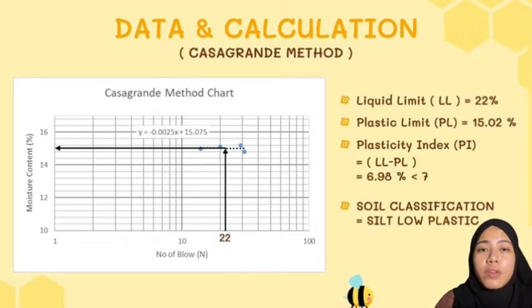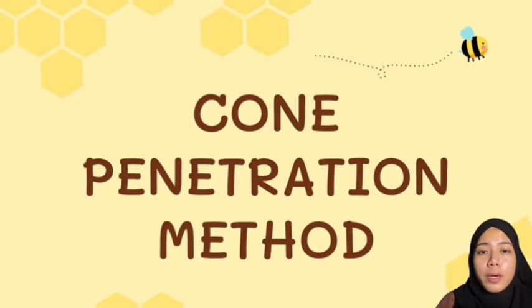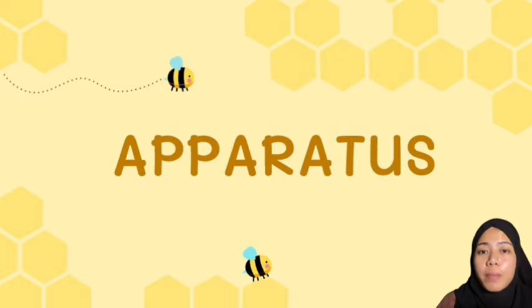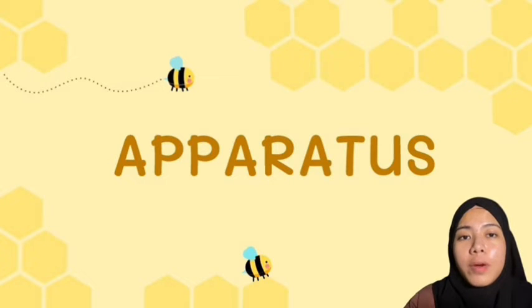The importance of the liquid limit test is to classify soils. Different soils have varying liquid limits. To find the plasticity index, we need to know the liquid limit and the plastic limit first. That's all for the Casagrande method. Moving on to the next part, which is the cone penetration method. Now I will explain about the apparatus. There are 8 apparatus that we needed in this experiment.